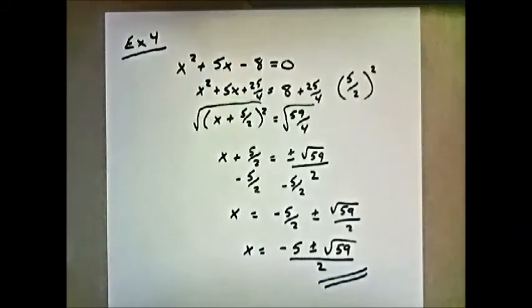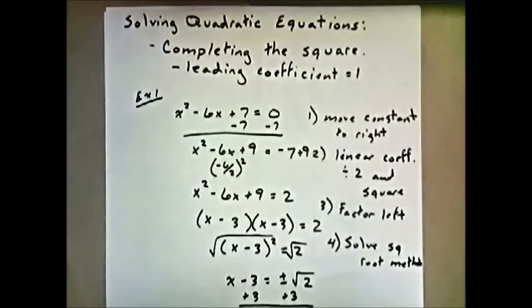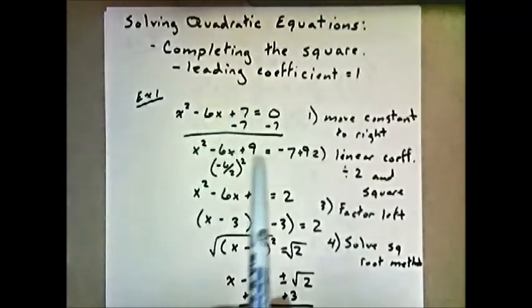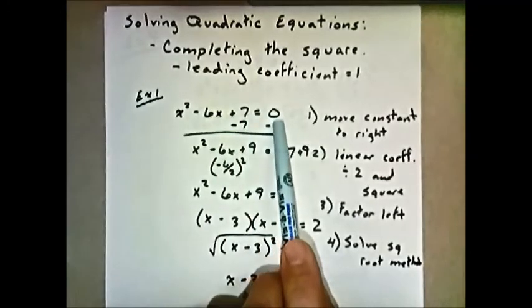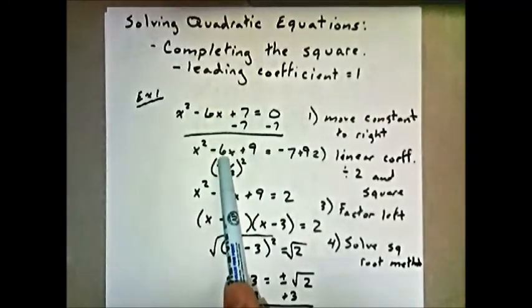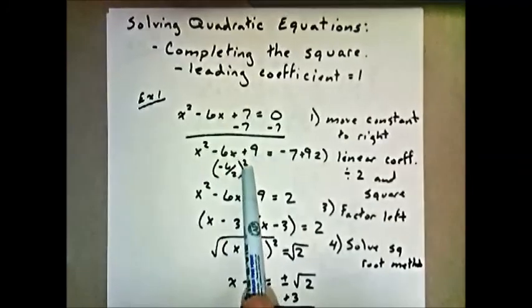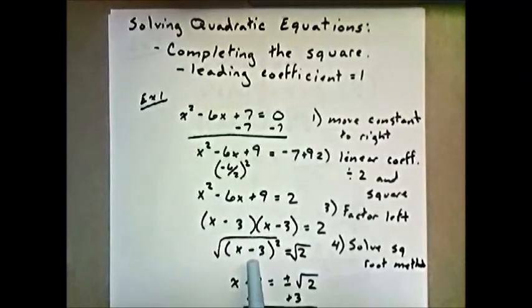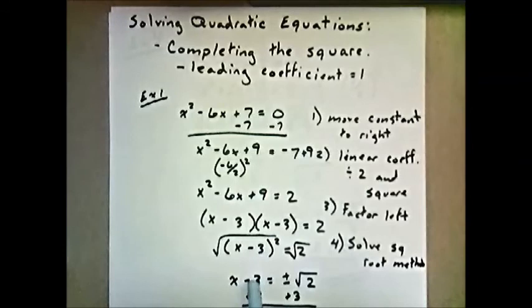To review, we're going to solve quadratic equations with completing the square. We moved the constant term to the right side. We divided the linear term by 2 and squared it, and added that to both sides of my equation. I then factored the left side. Using the square root method, I solved for x, and then I solved for x again if there was a constant with it. So I added 3. And that concludes our solving quadratic equations.